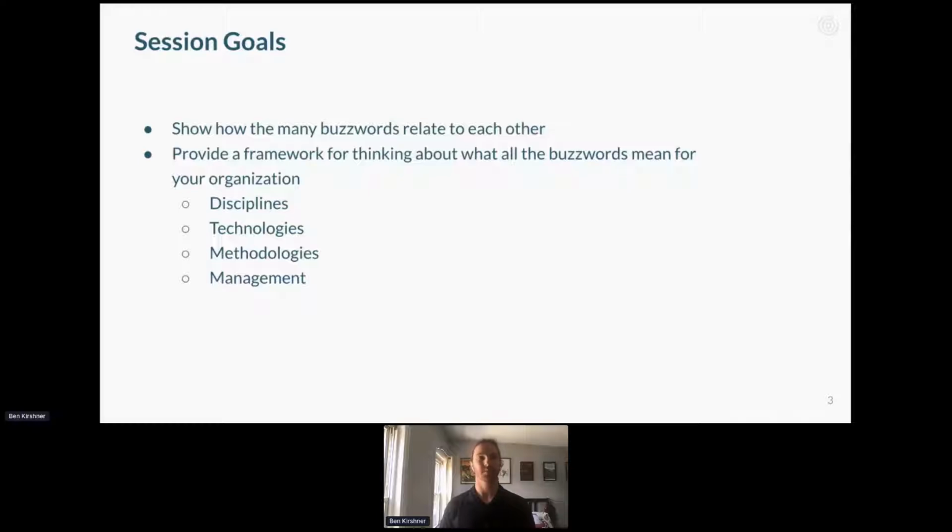In particular, what I'd like for this session to do is to show how all these buzzwords actually relate to each other, as opposed to having them just be one-off words that you might hear, and provide a framework for thinking about how these buzzwords relate to your organization and your organization's data goals. So in particular, I've categorized buzzwords into 4 key areas: disciplines, technologies, methodologies, and management, and we'll go through them in that order.